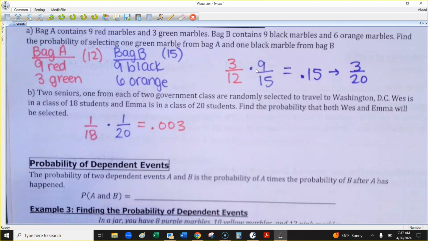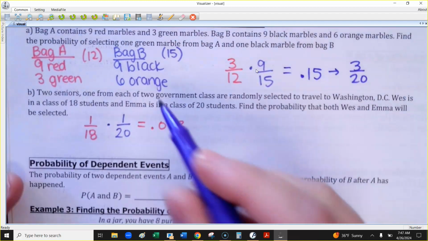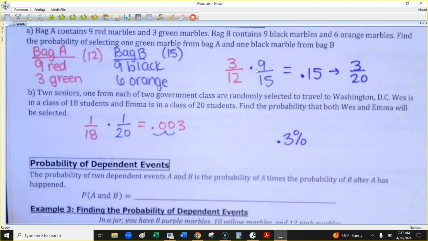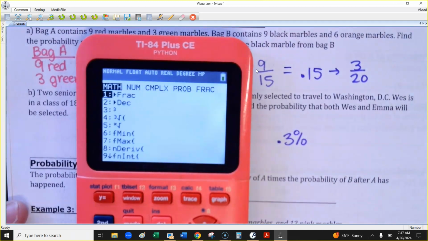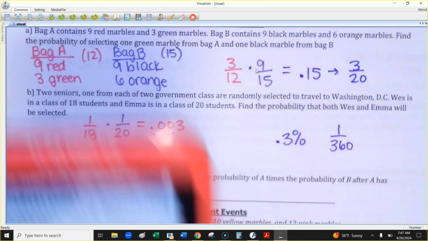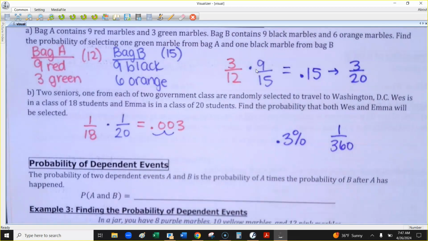If you think about that, if I converted that to a percent real quick, not even 1%, it would be a 0.3% chance that those 2 people would go on the trip together. If I converted that to a fraction, it's 1 out of 360. So it's a very, very small chance those 2 specific people would be chosen to go on that trip. Does anybody have a question at the moment?